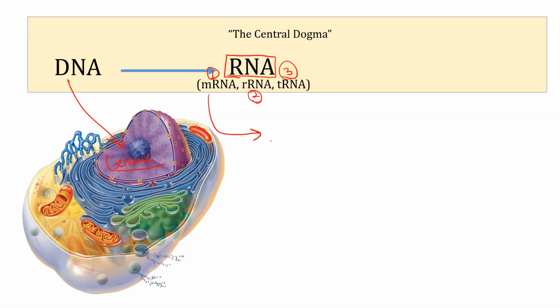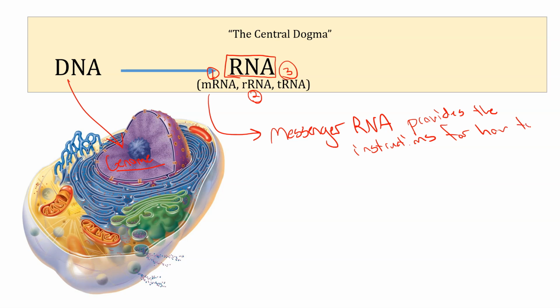mRNA stands for messenger RNA, and messenger RNA is the photocopy of DNA, which provides the instructions for how to build a protein. It has on it the instructions of how amino acids need to be assembled, what order they need to be assembled in to make any particular protein.